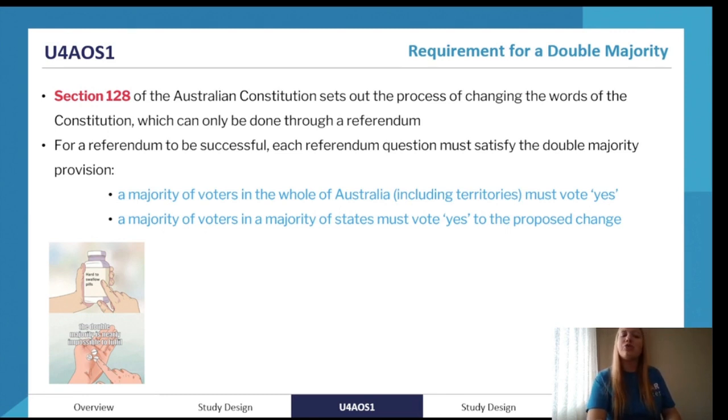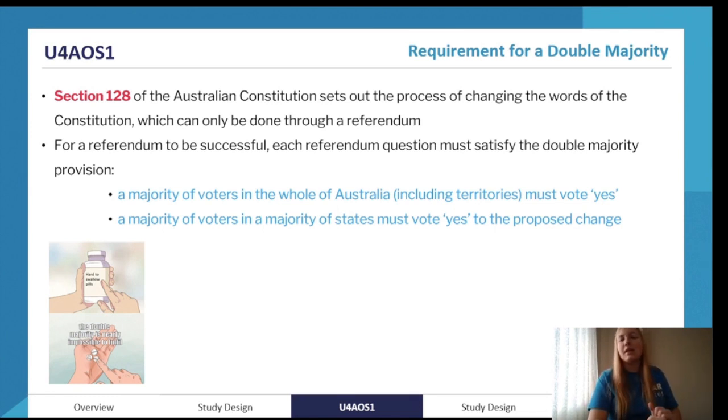And the next one, a majority of voters in a majority of states, excluding territories, have to vote yes to the proposed change, meaning we need to have more than 50% of voters voting yes in at least 4 out of the 6 states in Australia. Remembering territories are excluded from this.